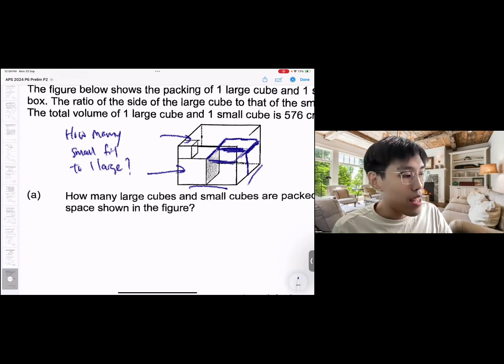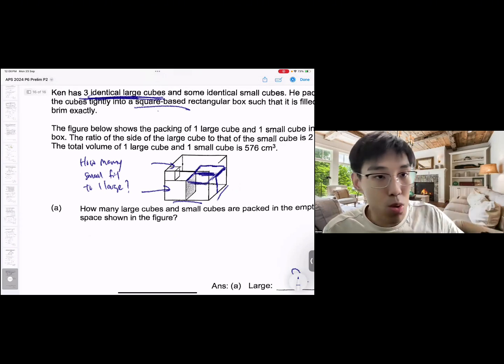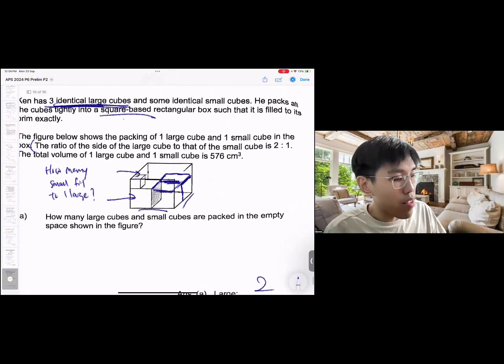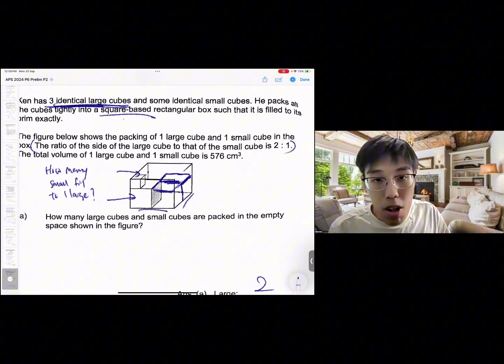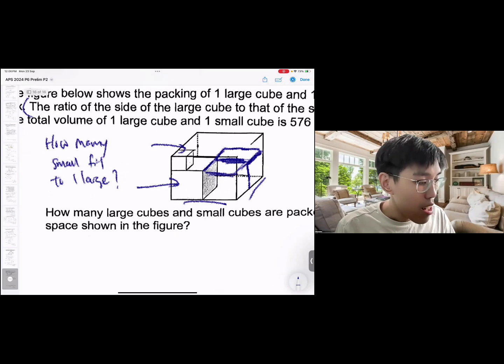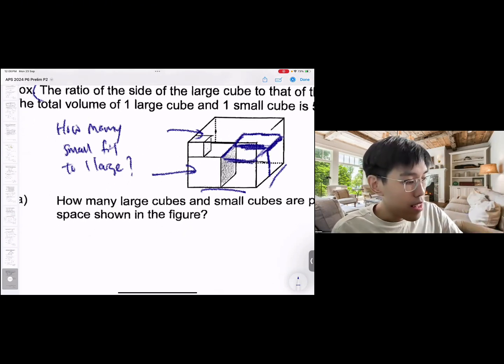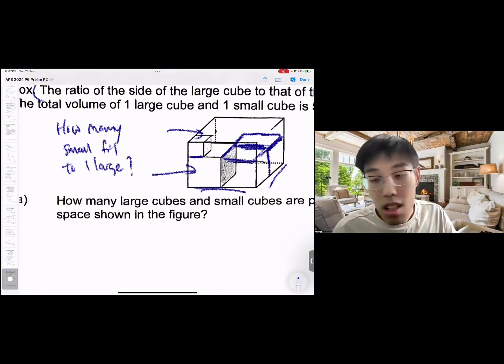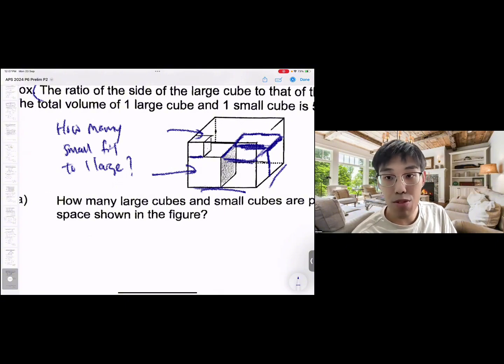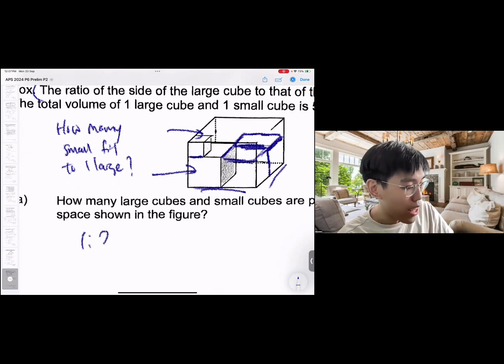Okay, so now we need to go back to the question, because the question said the ratio of the side of 1 large to 1 small is 2 to 1. Therefore, for 1 cube, this is 1 unit, this is 2 units. So what is the ratio of 1 small cube to 1 large cube? Okay, the answer is actually 1 to 8.